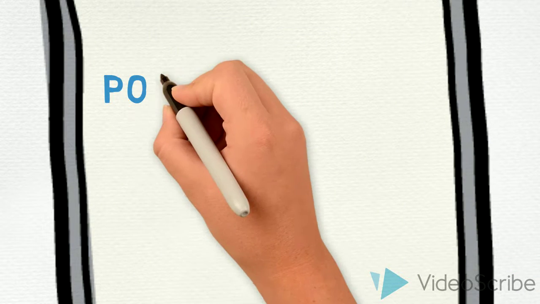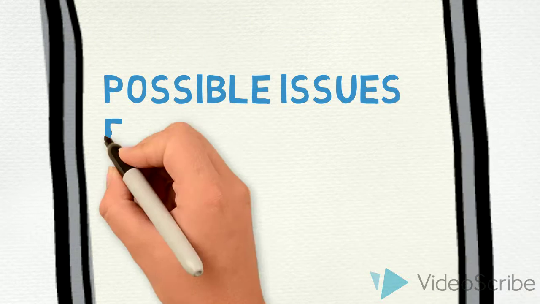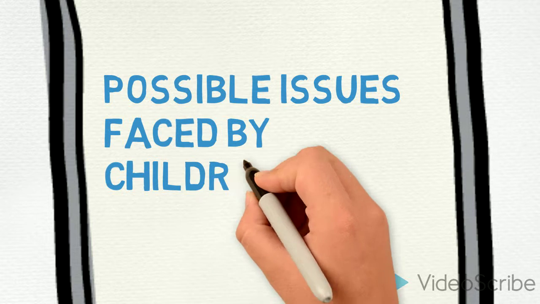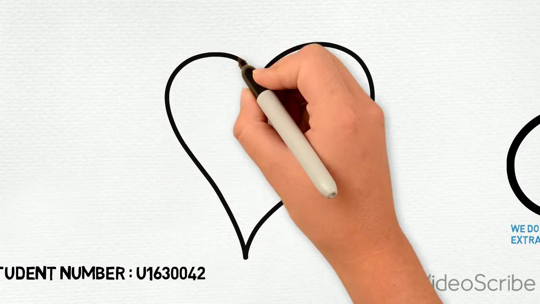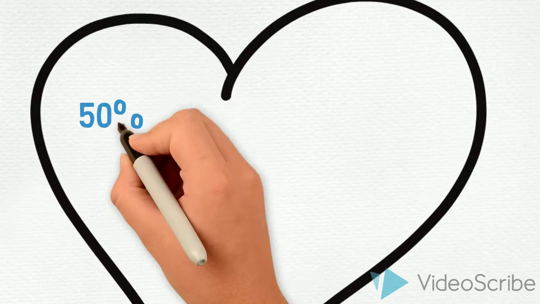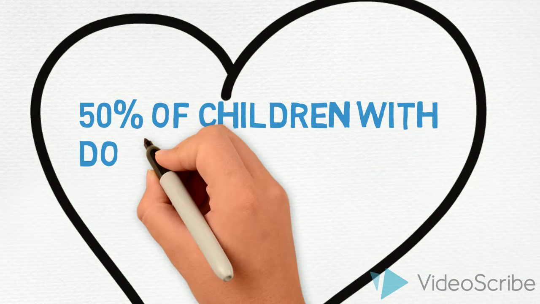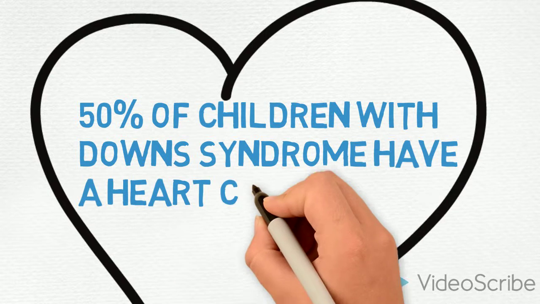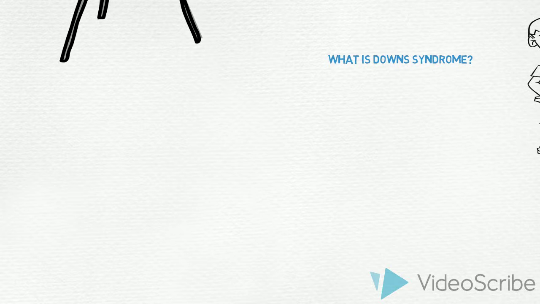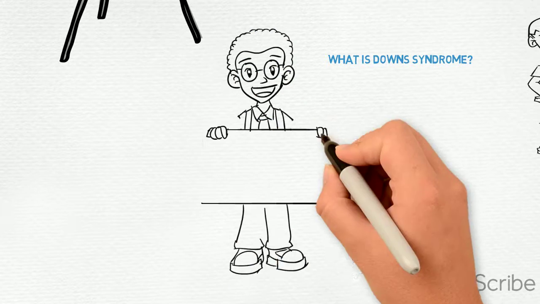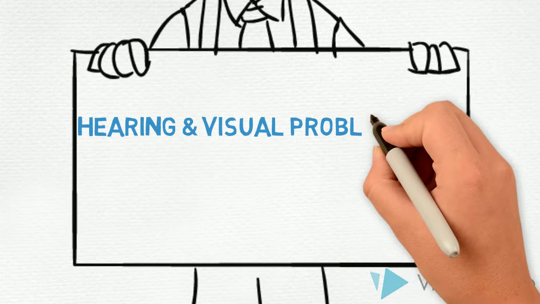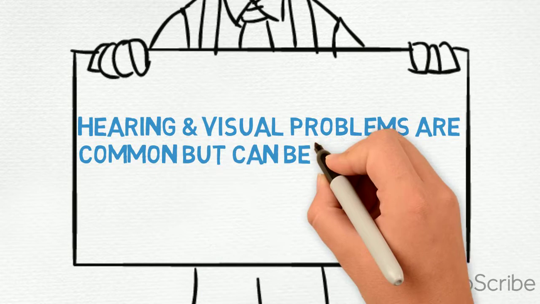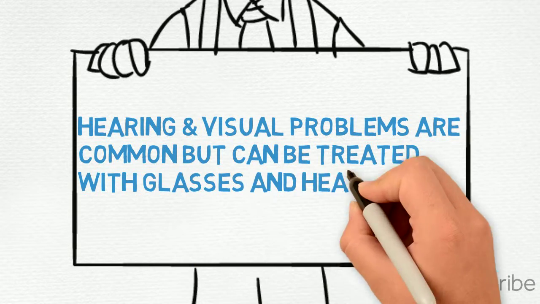Possible issues faced by children with Down syndrome. There are many different issues with Down syndrome, and every child will have different issues. 50% of children with Down syndrome have a heart condition, though most can be corrected through surgery. Hearing and visual problems are common, but these can be treated with glasses or hearing aids.